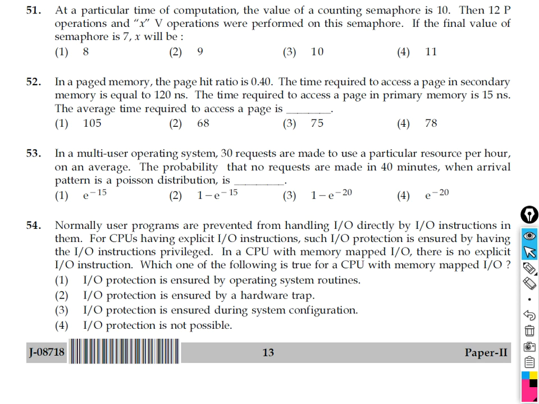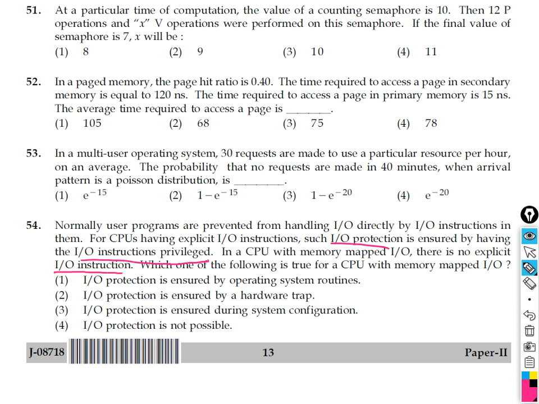Which one of the following is true for a CPU with a memory mapped IO? So here we need to answer this question by thinking logically. Whenever there are explicit IO instructions, IO protection is ensured by having IO instructions privileged. For example, if you consider a keyboard, it has completely IO instructions, so they will have privilege. So in a CPU with the memory mapped IO, there is no explicit IO instruction.